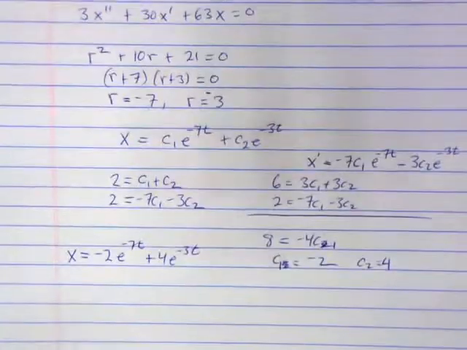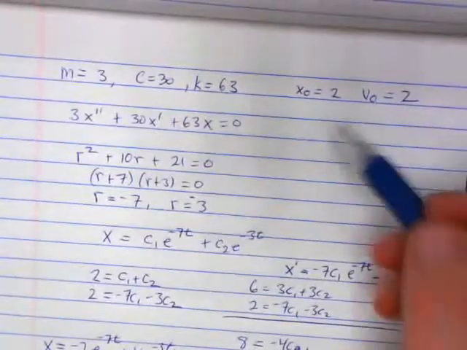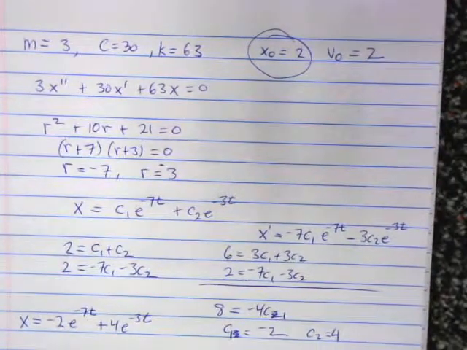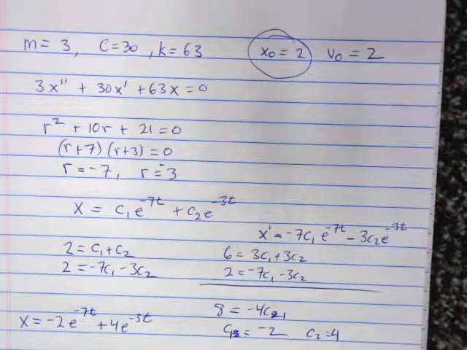Questions on that? Max? How did you get 2 equals C1 plus C2? I took this initial condition and plugged it in. Okay, e to the 0 is 1, so it's very nice that they picked the zeros for me. Makes all the e's go away. Very thoughtful. Almost as if they planned that.